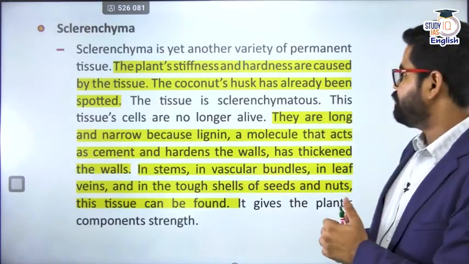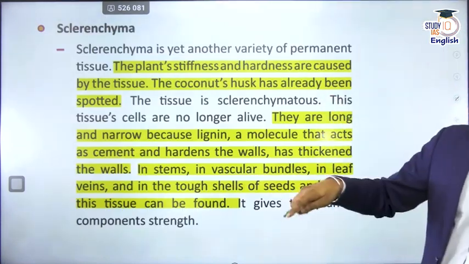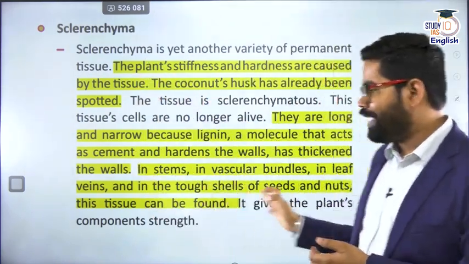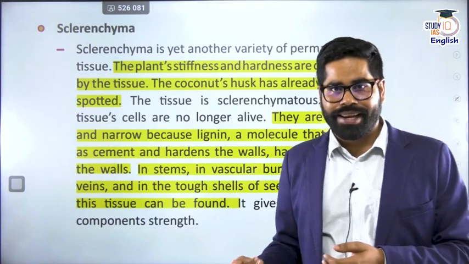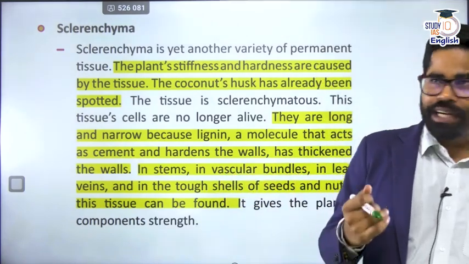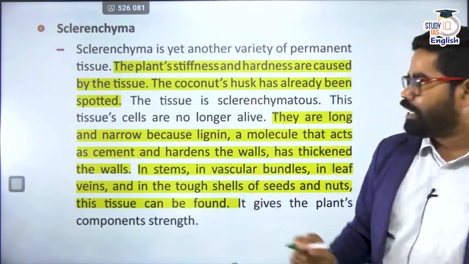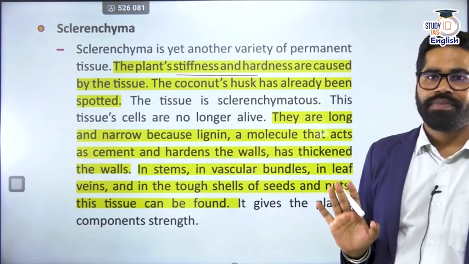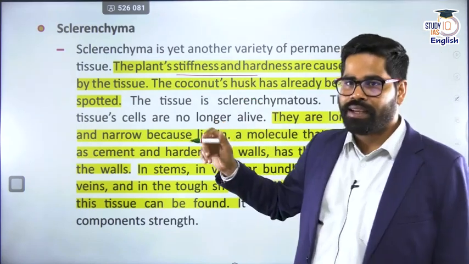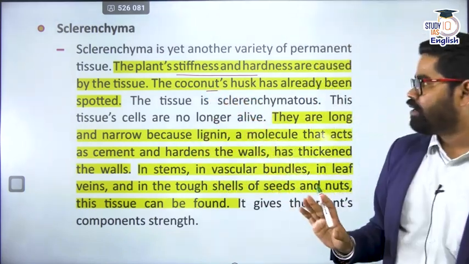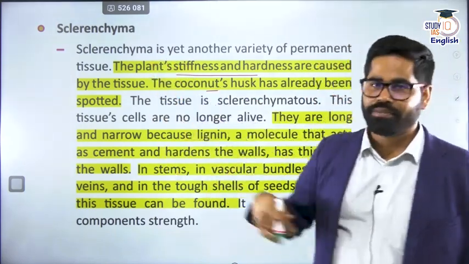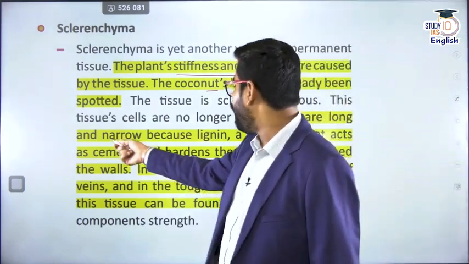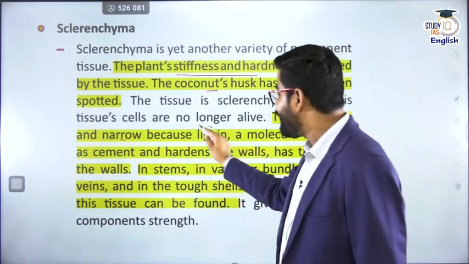Then comes the sclerenchyma. On one hand, we have just seen the collenchyma, which provides that bending ability. This sclerenchyma provides the stiffness and hardness of the plants. Like we can see the coconut husk, that also consists of sclerenchyma. At the same time, they are very long and narrow, but they consist of lignin.